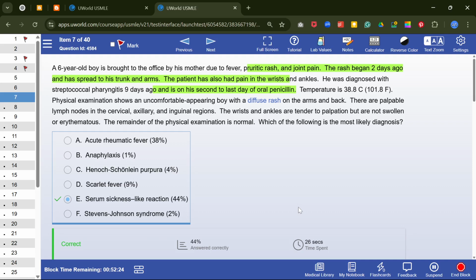Look, he has strep pharyngitis, and then he started oral penicillin. Then on the last day of the oral penicillin, this diffuse rash happened. No, it's not anaphylaxis. For anaphylaxis to happen, you need a respiratory complaint. There may be urticaria. This rash is just diffuse.